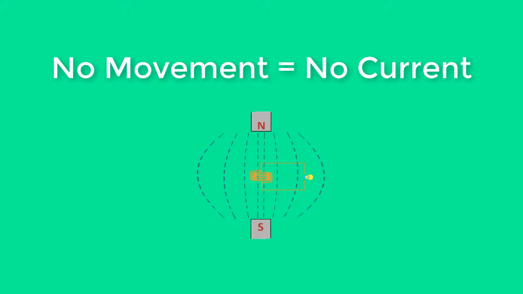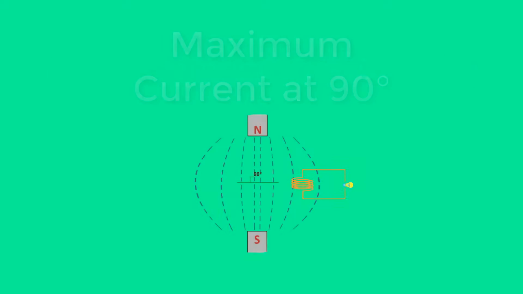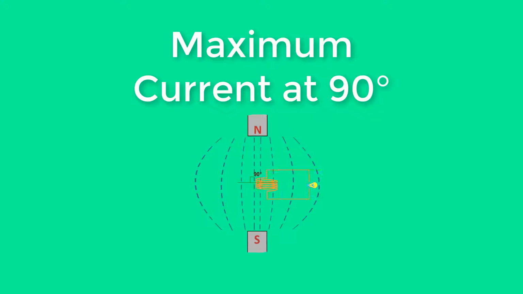One of the factors that determine the amount of voltage created is the speed at which the coil moves through the flux. Remember that movement has to occur. Placing a static coil in a magnetic field creates no current.